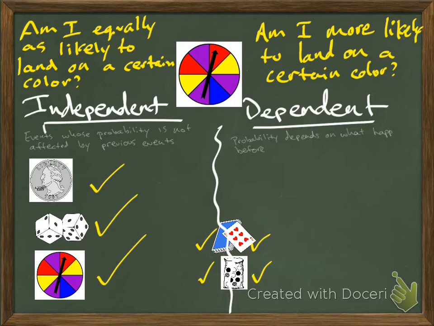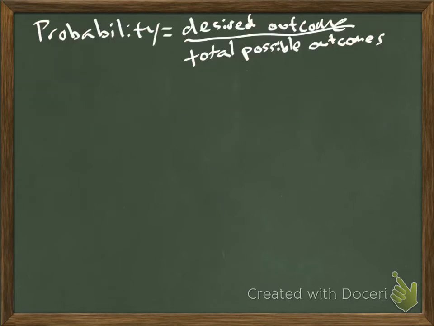Understanding independent and dependent events when we're talking about probability is really important, and it will help us a lot with understanding how to work with compound and complex probabilities. Let's go ahead and move on to calculating our compound complex probabilities.